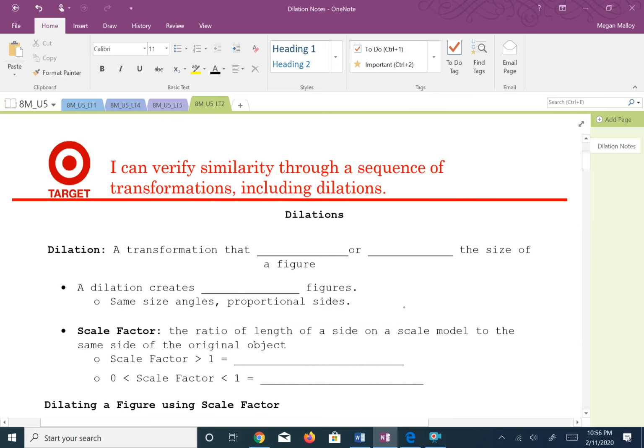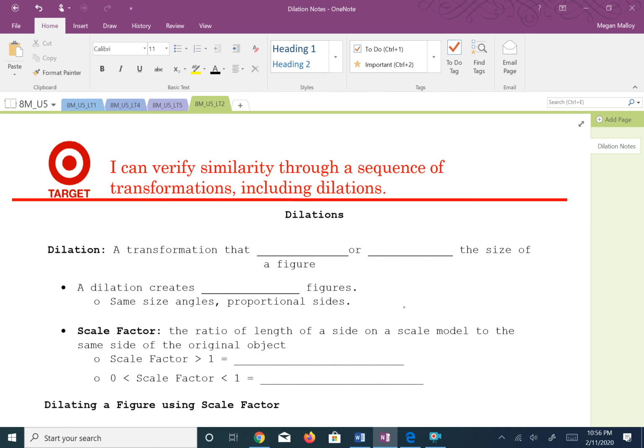Okay, today we are going to be moving on to Learning Target 2 from Unit 5, which is I can verify similarity through a sequence of transformations, including dilations. So previously we had talked about the different transformations, which included translation, which was sliding a figure across the coordinate grid, reflection, which was flipping a figure over a line of reflection, and rotation, which is turning a figure around a center of rotation or a point of rotation.